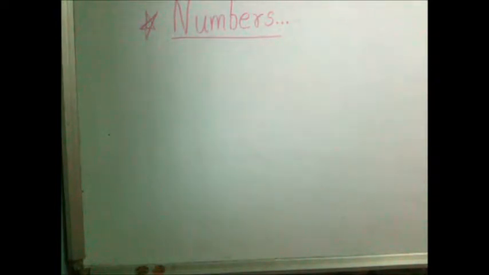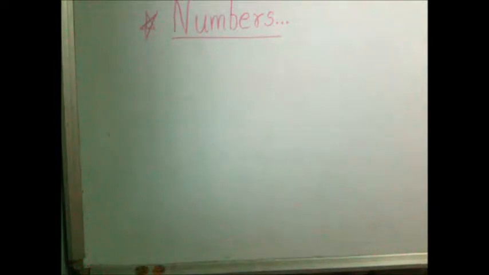And others are even numbers and odd numbers. Even numbers are nothing but 2, 4, 6, 8, 10, etc., the numbers which are divisible by 2. Odd numbers are not divisible by 2. A prime number is a number greater than 1 that has exactly two factors, namely 1 and the number itself.